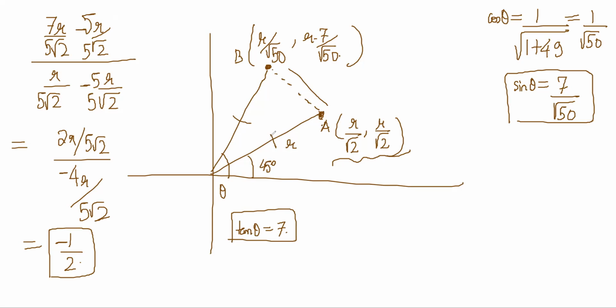This distance is equal to this distance. So use the parametric form to write it as r cos theta, r sin theta, r cos theta, r sin theta.